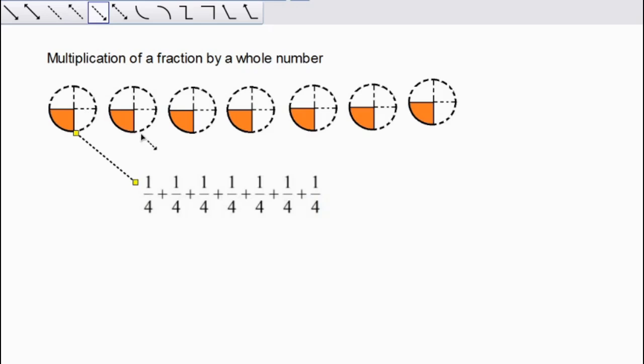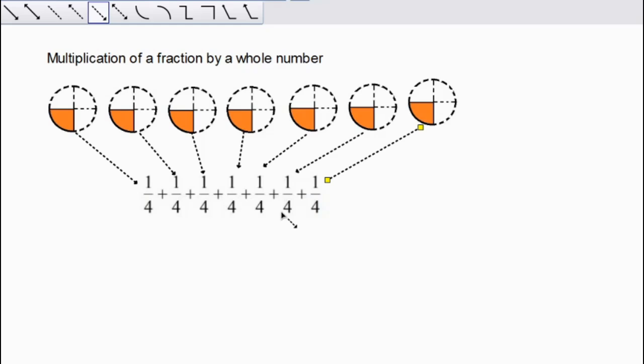This is for the first one. The next 1 by 4 is here. The next. So when we add all this 1 by 4 for 7 times, we can write these additions in the form of multiplication, since we know that repeated addition is just a multiplication.